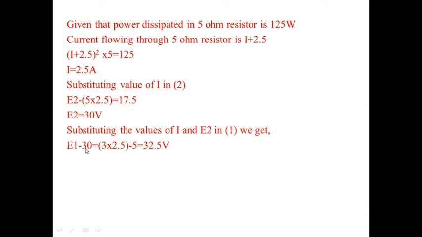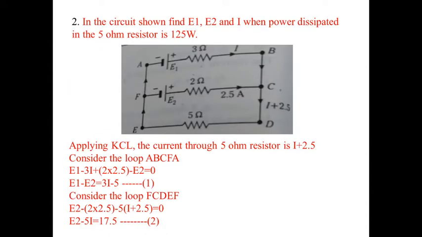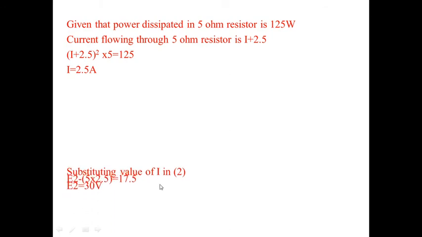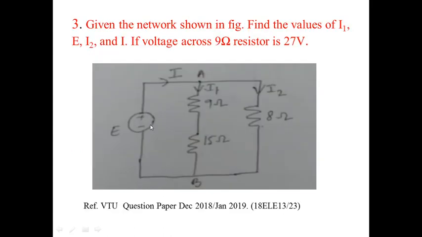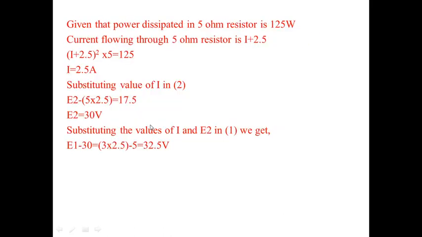The equation number 1 is E1 minus E2 equal to 3i minus 5. So substituting, E1 minus 30 equals 3 into 2.5 minus 5. You will get 32.5 volts. So we got the E1, E2 and I values, correct. That is the solution of this particular problem.